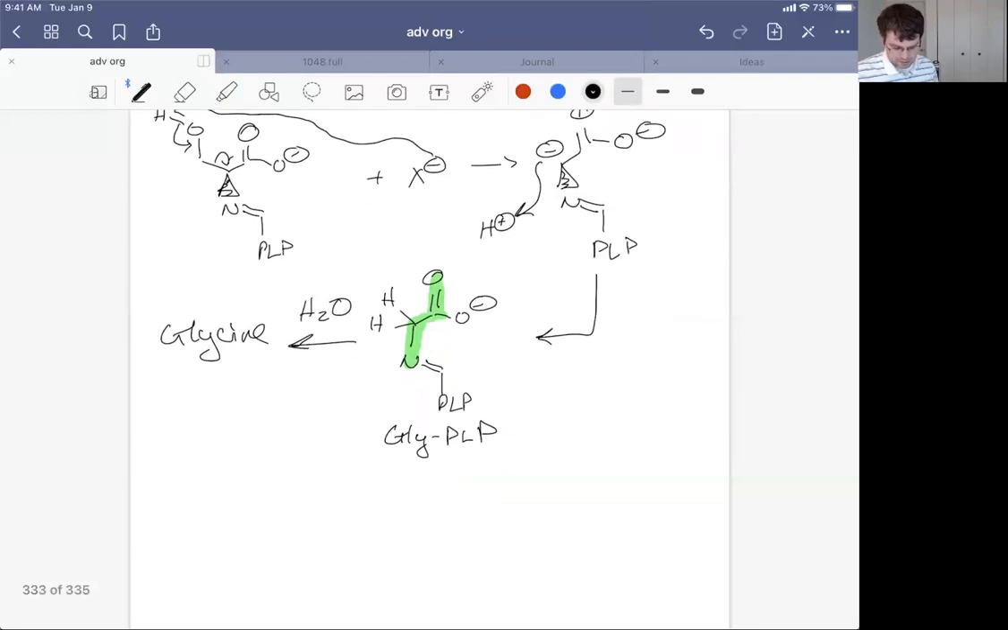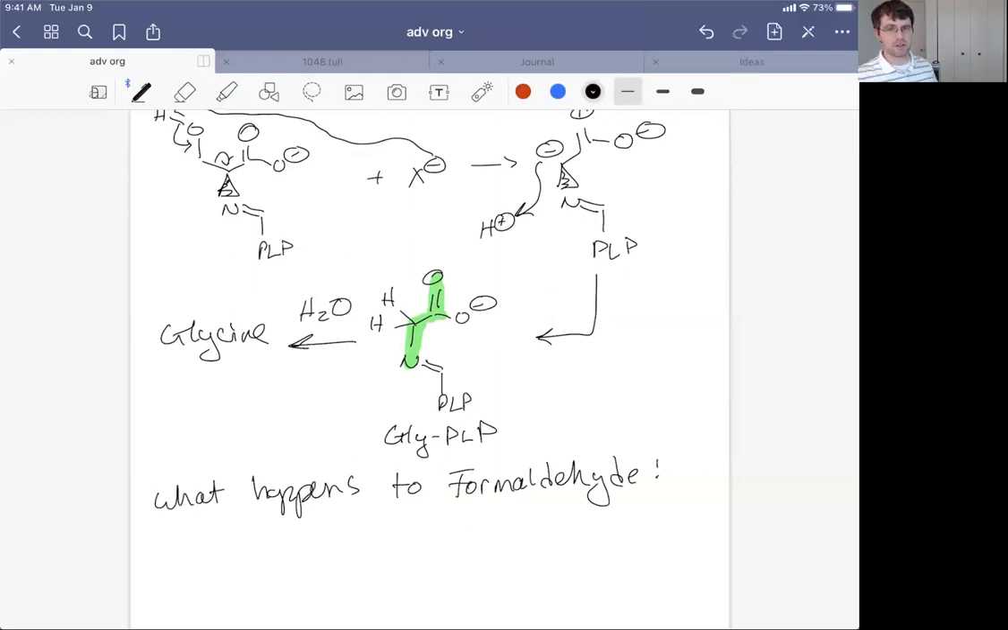In thinking about glycine PLP, we're going to revisit that in a second, but I want to just revisit what happens to formaldehyde. Nobody likes to have formaldehyde present in their body. It does not feel good. It's like a hangover molecule acetaldehyde times cranked up to 11. It makes you feel miserable.